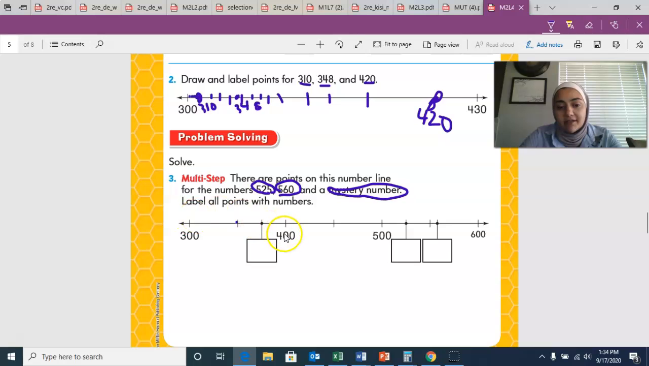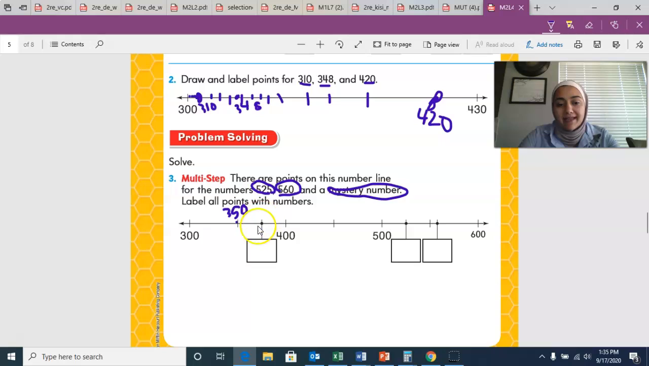If this is 300 and this is 400, the middle ground between 300 and 400 is 350. So this would be 350. So the number that goes here would be bigger than 350 but smaller than 400. Is 525 bigger than 350? It is. But is it smaller than 400? It's not. Is 560 bigger than 350? It is. Is it smaller than 400? It's not. So this must be the mystery number they want us to figure out.